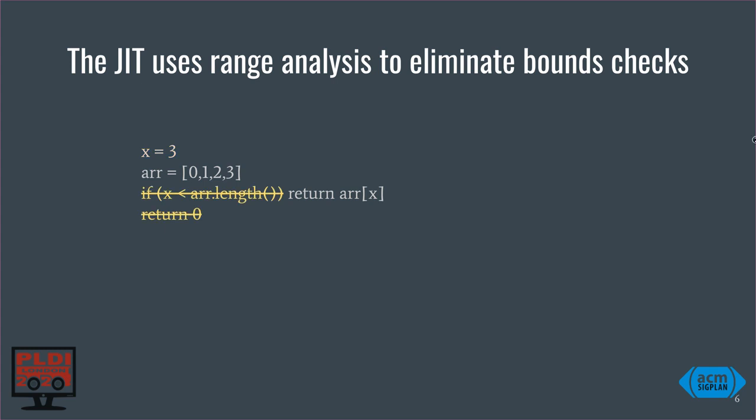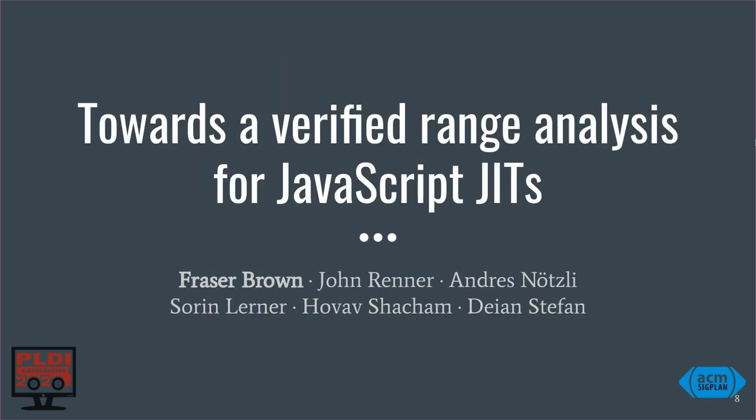If range analysis is wrong, though, bounds check elimination can be wrong, which lets web JavaScript read and write memory out of bounds. To prevent this, we developed Vera, a way for browser developers to prove their range analysis routines correct. Come to my talk to hear more about it.